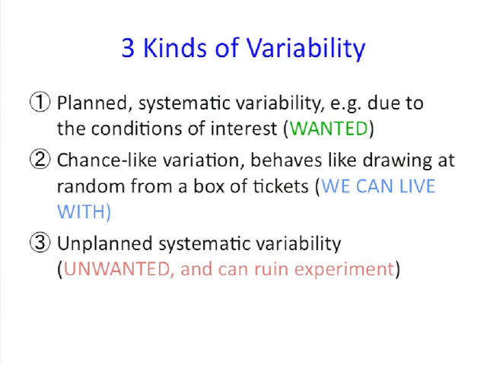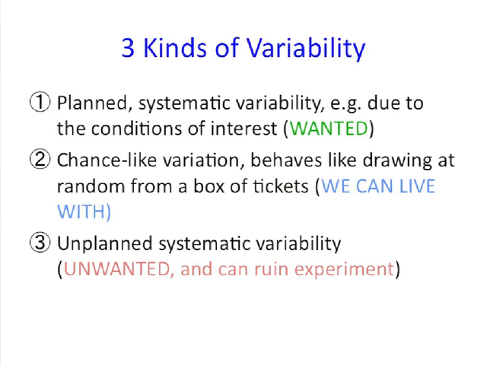Then there's the unplanned systematic variability. So that means that there's something going on here which systematically affects some subgroup of the measurements that you're taking. That's unwanted and can entirely ruin an experiment.